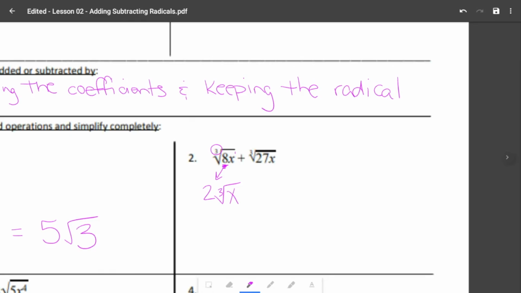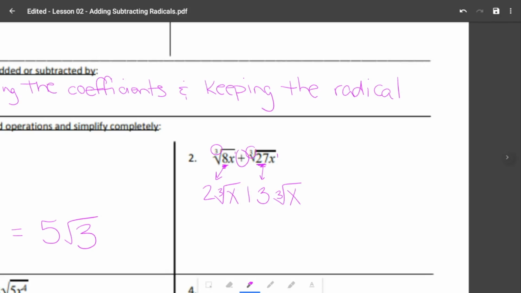Well, now we're going to do the same thing with the next one. 27, we should recognize, is a perfect cube. It comes out as a 3. And then same thing with the x over here. It is an x to the first, and our exponent of 1 is less than our index of 3, so that x is going to stay inside.